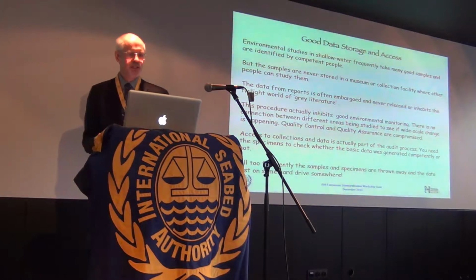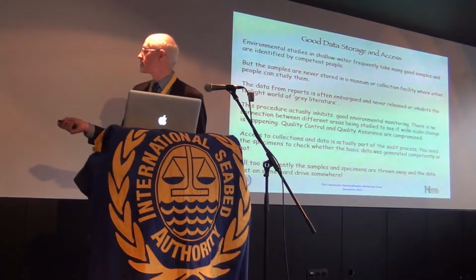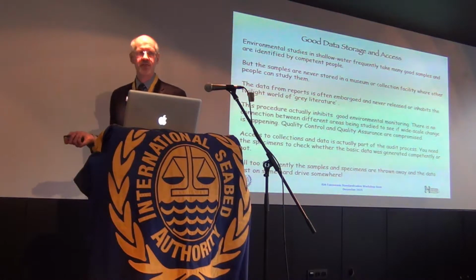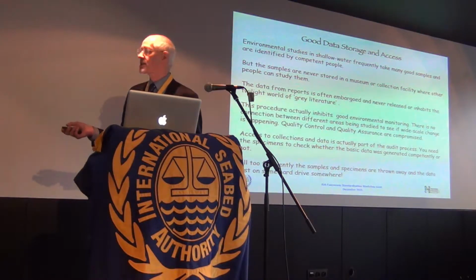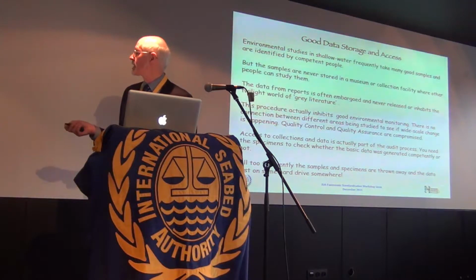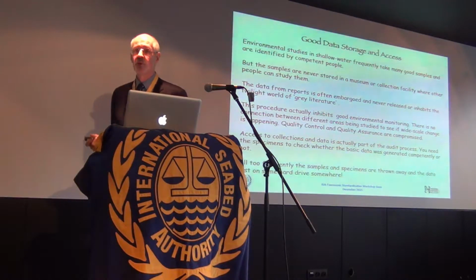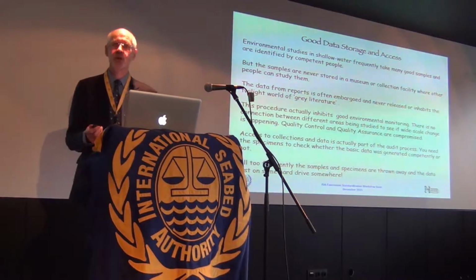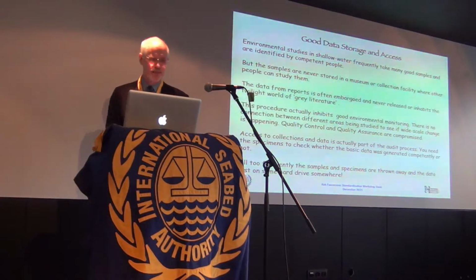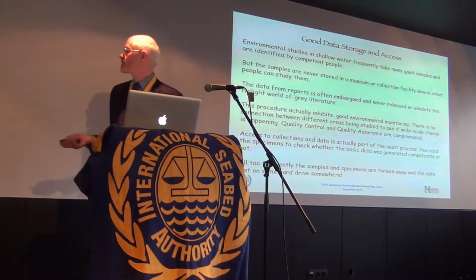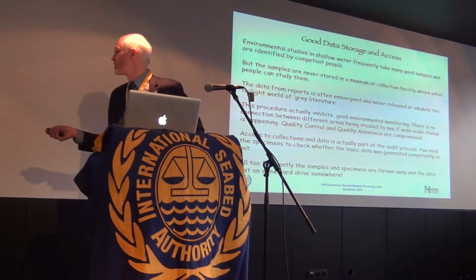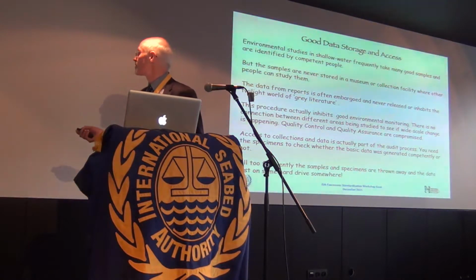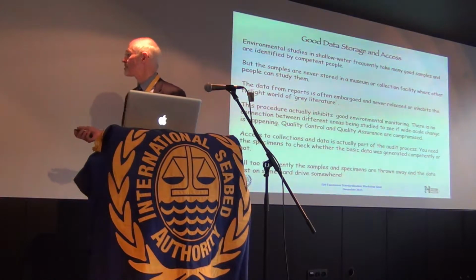Data from the reports is often embargoed, so the company doesn't want the information to get out until it's actually undertaken some of the work. It's never released, or it inhabits a world of what we call the grey literature. So it becomes very difficult to get at, even in these days of Google, where you can get at most things. This procedure actually inhibits good environmental monitoring, because there's no connection between the different areas to see if wide-scale changes are happening.